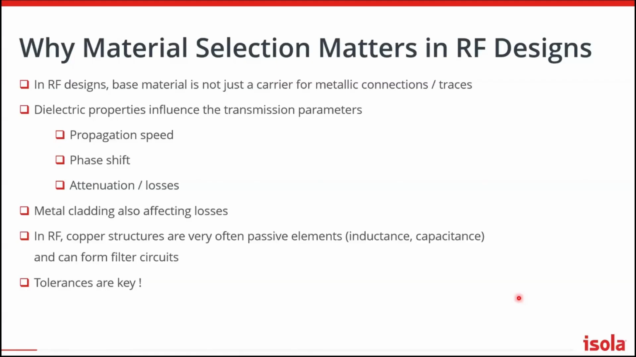And particularly in RF, we very often have structures that are passive elements like inductances, coils, or capacitance, and you can form filter circuits with that. So it's not just a pure transmission from A to B. It's much, much more. And again, tolerances of all the parameters: dielectric thickness, Dk, Df, line width, and so on. Tolerances are key. The name of the game is as few tolerances as possible.